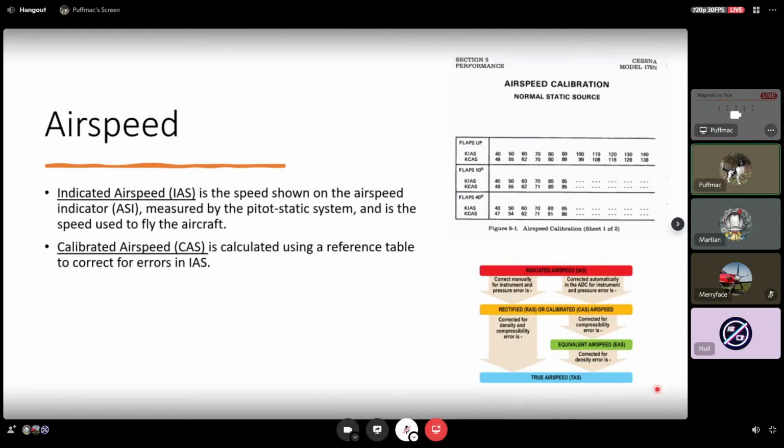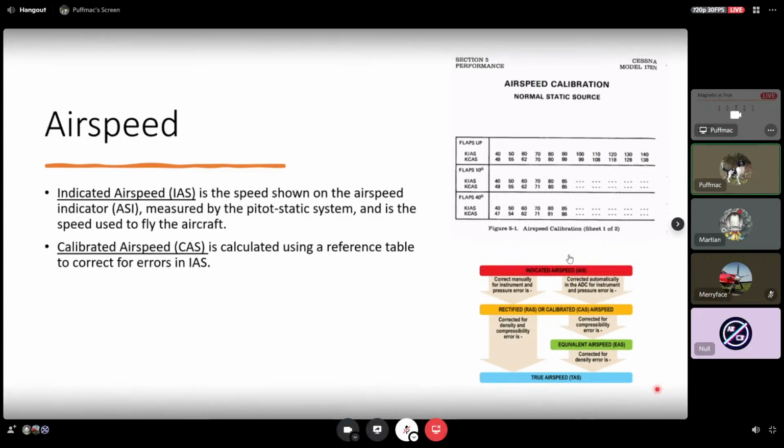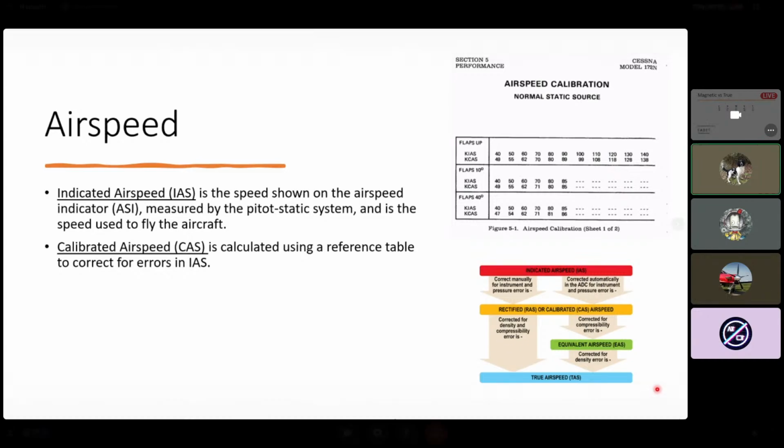Now, calibrated airspeed is correcting the indicated airspeed, the speed that we read on the dial, for what we call position error and instrument error. Can anybody have a guess at what position, or if I rephrase it, pressure error might be?